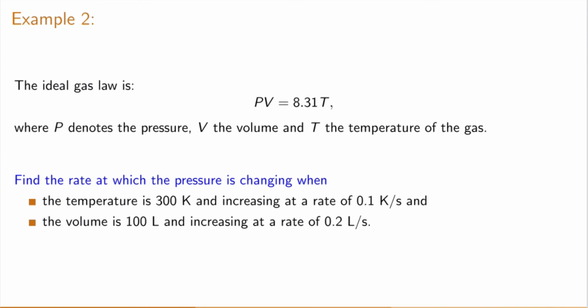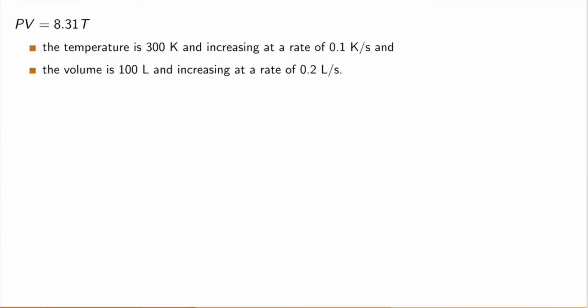We are interested in the rate of change of the pressure. So what we need is P equals something, but then ultimately we want to have dP by dt equals something, because that's the rate of change. Here's the problem again, so then I can solve it for P, right? So then P would be 8.31 T over V.